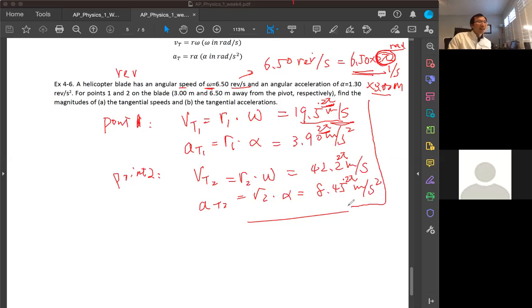Okay. Yeah, otherwise, if you're using revolutions, it's not a real unit you need to use. Right. Any question with that? All right, let's move on.